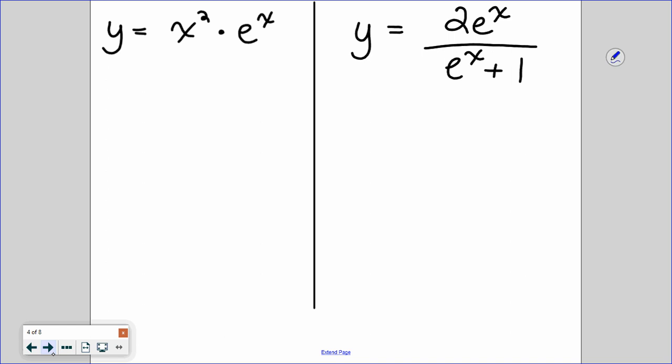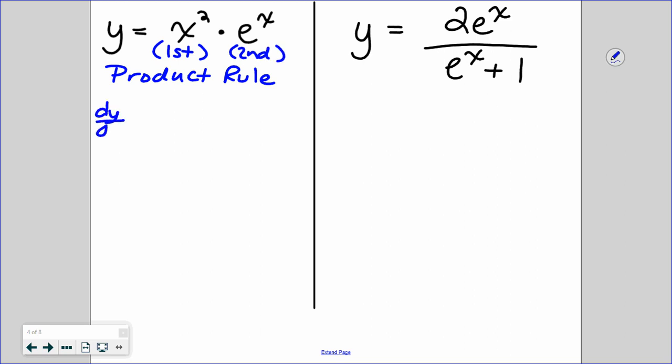Okay, a couple more examples where I want to show you that we could still maybe use product or quotient rule with e to the x. The example on the left, y equals x squared times e to the x. This would be a product rule because we're multiplying two functions. Our first function is x squared, and our second function is e to the x.